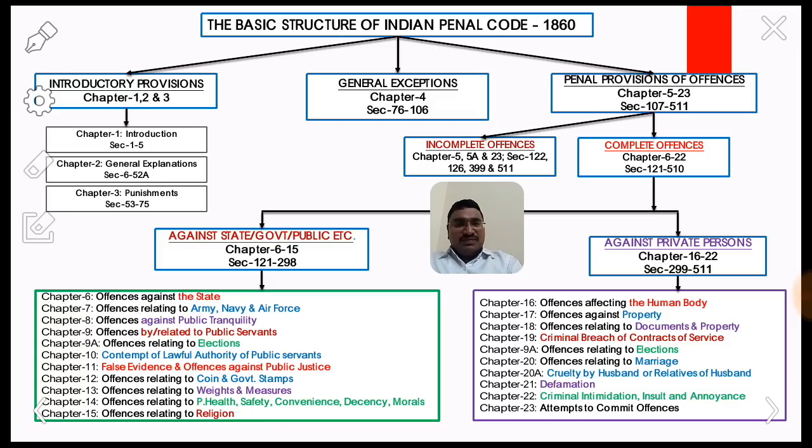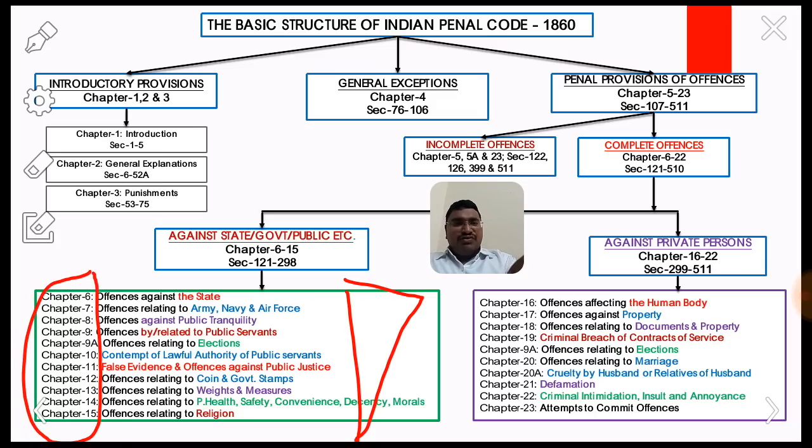Here we need to remember one thing. From chapter 6 to chapter 15, the seriousness of offences has been decreasing. The offences against the state are more severe when compared to the offences specified under chapter 15. However, the majority of the offences from chapter 6 to chapter 15, which are offences against state, public or government, are non-compoundable in nature.